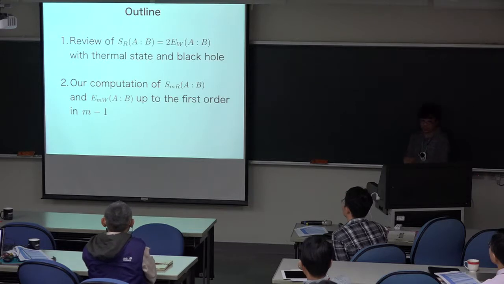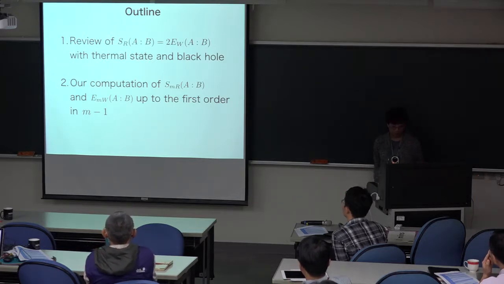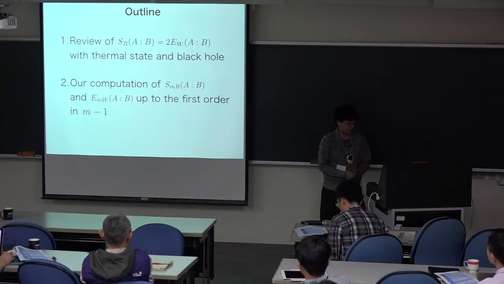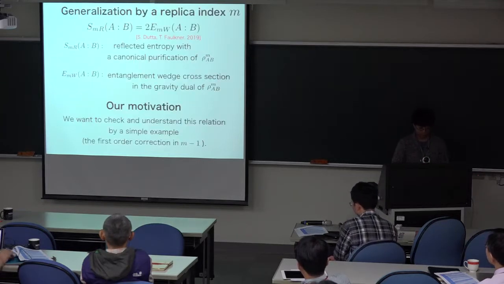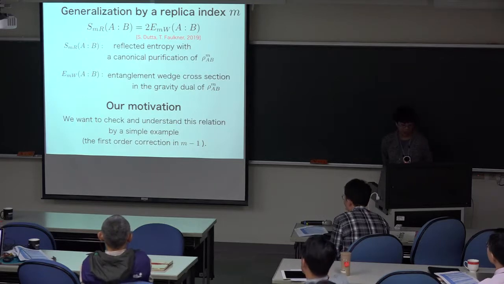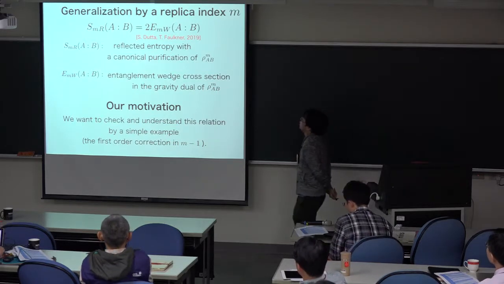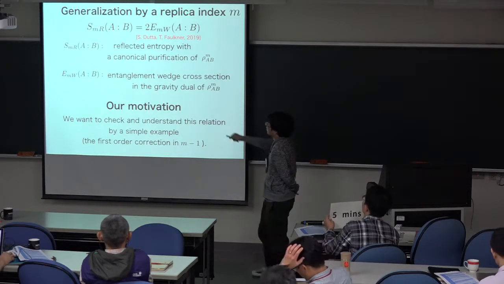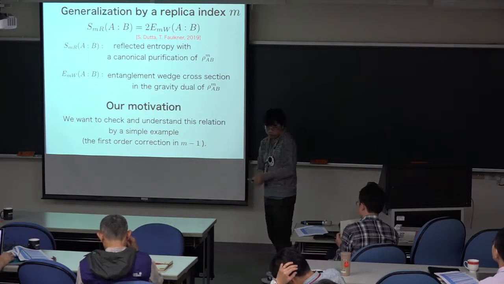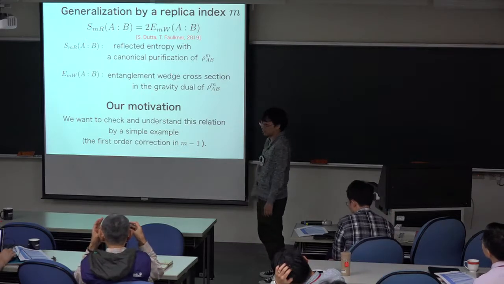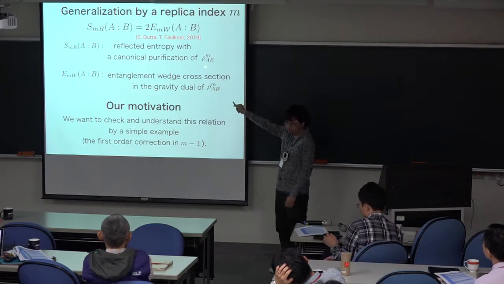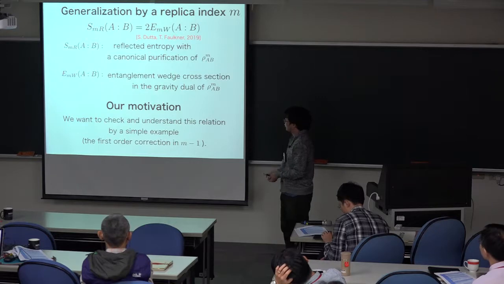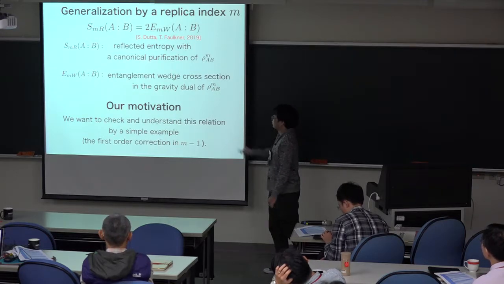Finally, I will shortly explain our computation method of reflected entropy and entanglement wedge cross-section up to the first order in n-1. Okay, so first let us recall our target. We are interested in the duality between S_R^(m) and E_W^(m), where S_R^(m) is the reflected entropy with the canonical purification of the m-th power of rho_AB. And E_W^(m) is the entanglement wedge cross-section in the gravity dual of the m-th power of rho_AB.